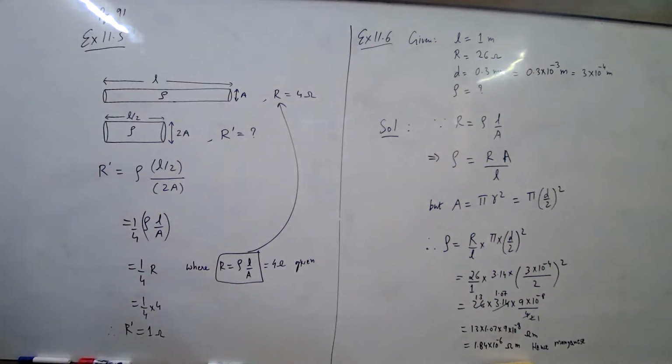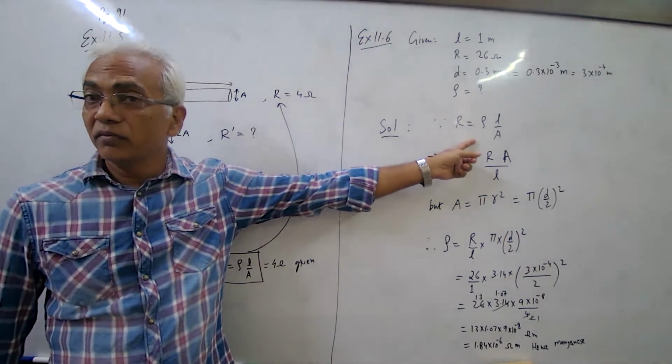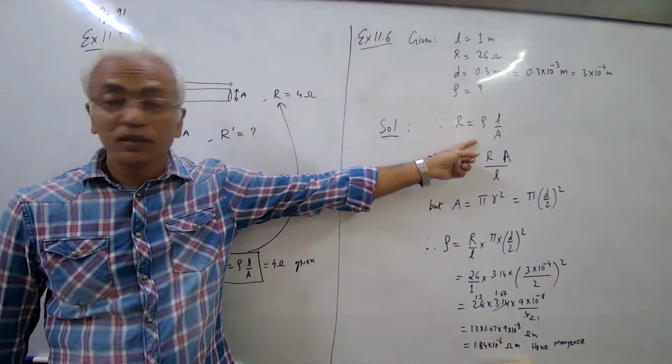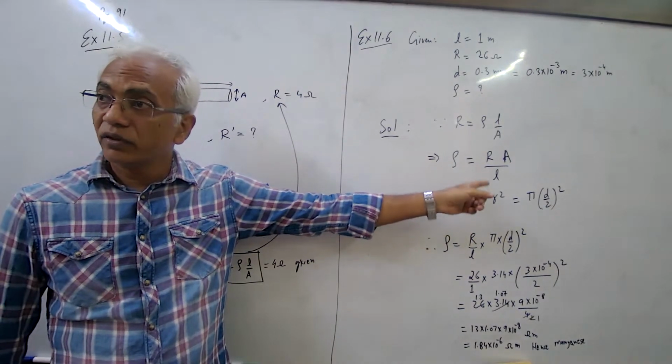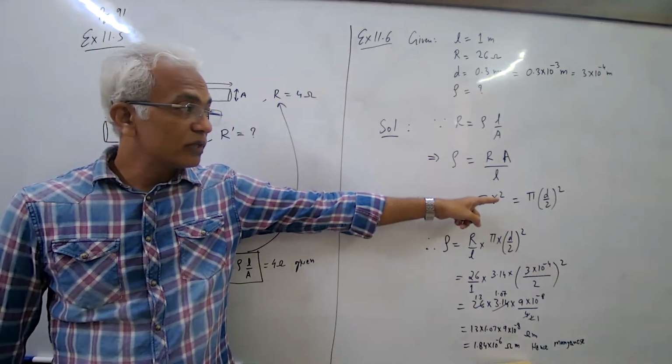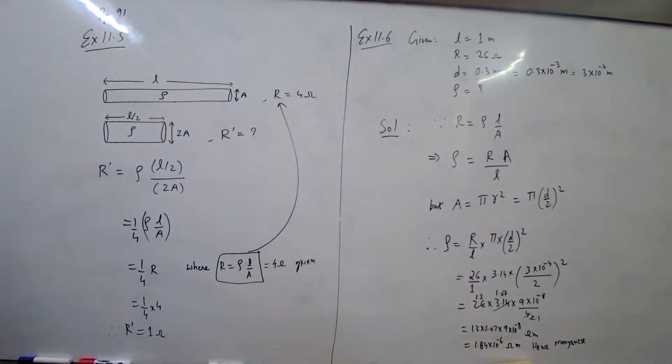So everyone understood how we did this? Basically here area is not given directly. It is given in terms of the diameter of the wire. So from the diameter you calculate the area. Radius is half of the diameter, so square of that times pi. This is how you do it. Is that clear?